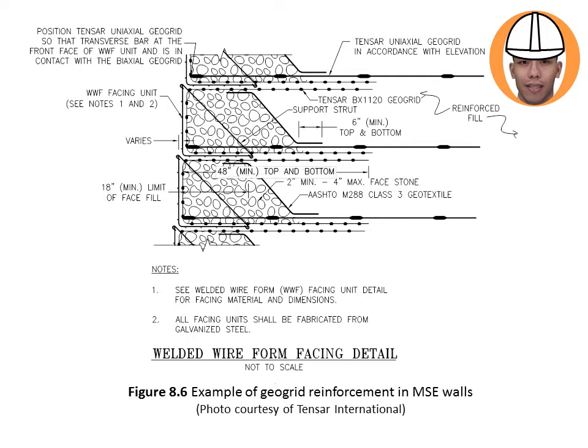Okay, this one is the detailed. Okay, this is much more detailed because you have other materials, not only the geogrid, but also you have other materials such as this support strut, which is made of steel.